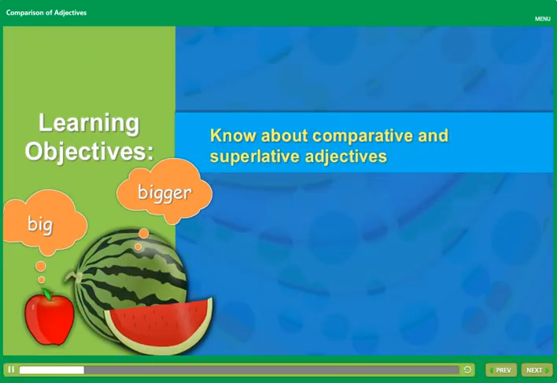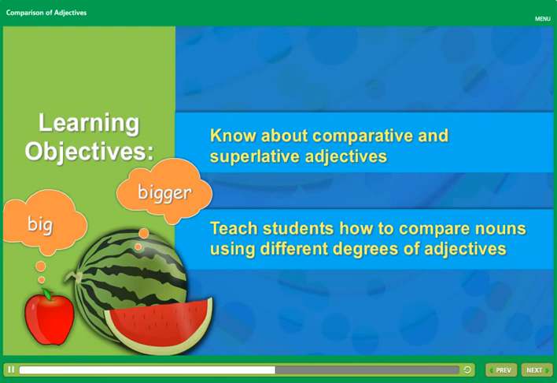At the end of this lesson, you will know about comparative and superlative adjectives. You will also be able to teach your students how to compare nouns using different forms of adjectives.